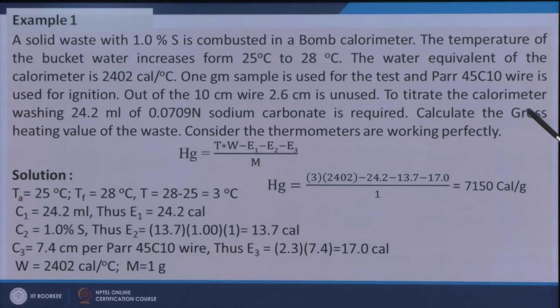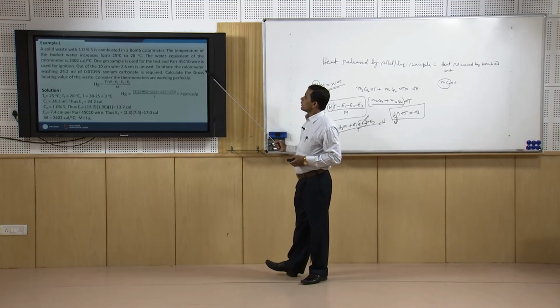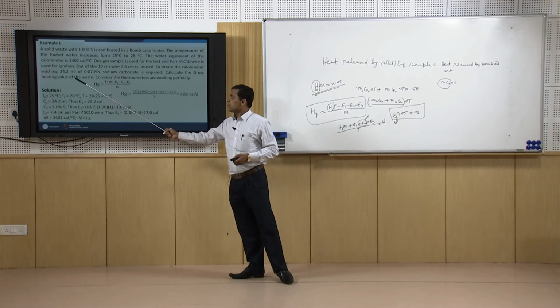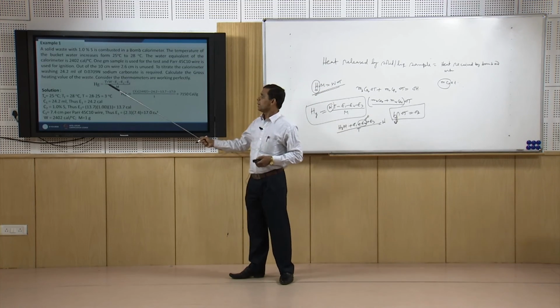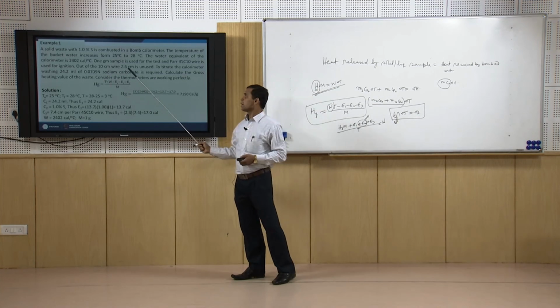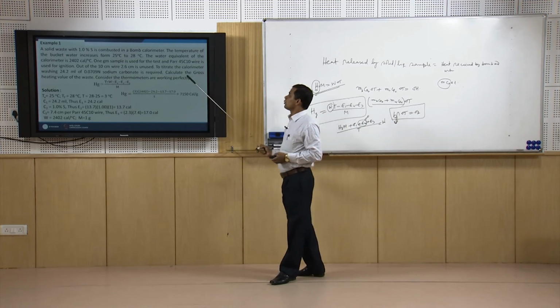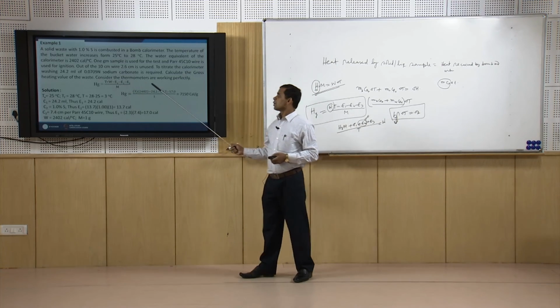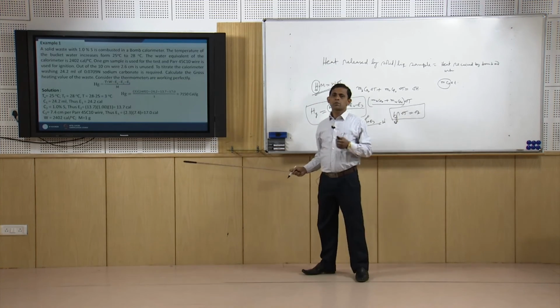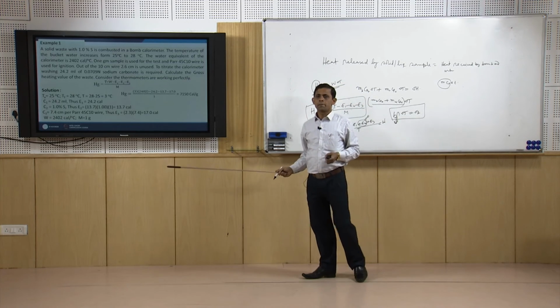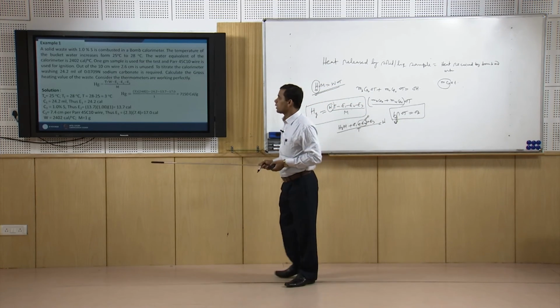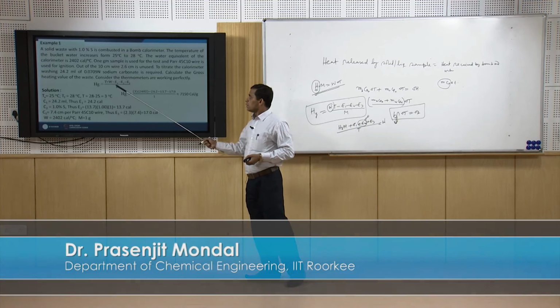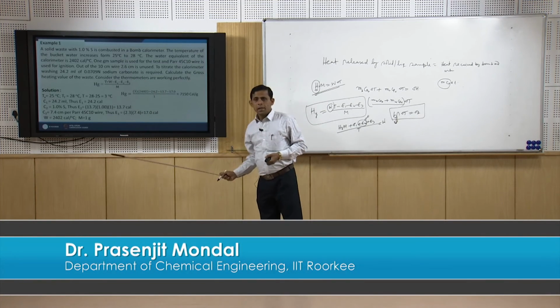To titrate the calorimeter washing, 24.2 ml of 0.0709 N sodium carbonate is required. Calculate the gross heating value of the waste. Consider the thermometers are working perfectly, so there is no need for thermometer correction. So, how to calculate the high heating value?